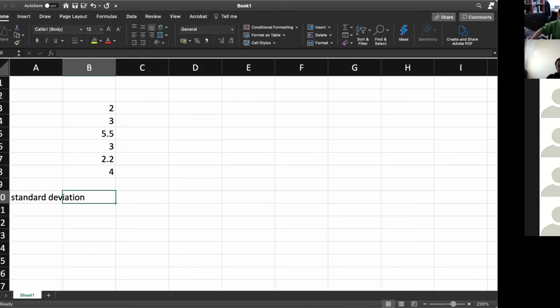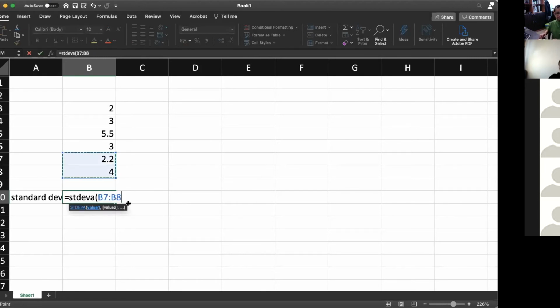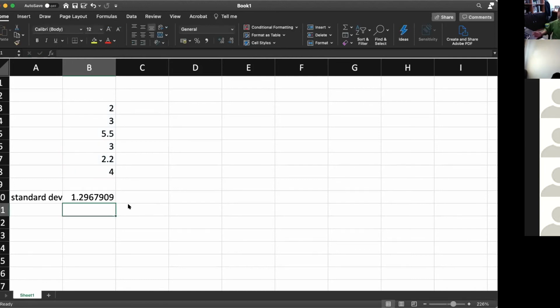So let's try to use this formula for sample. STDEV.S, then we highlight the values, close. This is the standard deviation for these values. This is based on N minus 1.